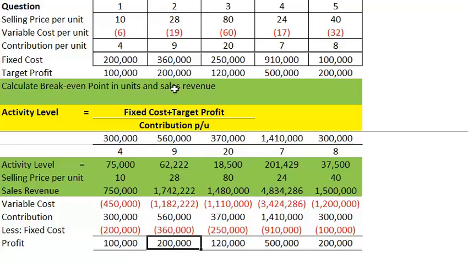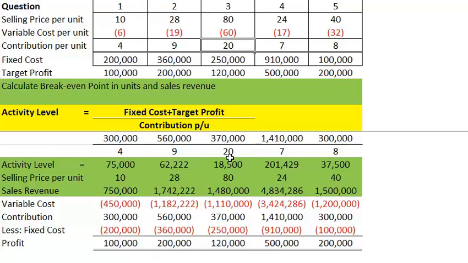In the same way, in question 3, our selling price is 80 pound per unit. Variable cost is 60 pound per unit. Every unit is contributing 20 pound toward fixed cost and the target profit. Fixed cost given to us is 250,000. Our target profit is 120,000. We add them together. We arrive at 370,000. We will divide 370,000 by contribution per unit. Contribution per unit we can see is 20 pound per unit.